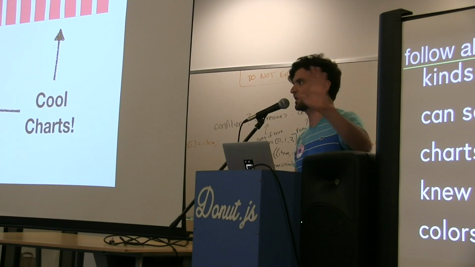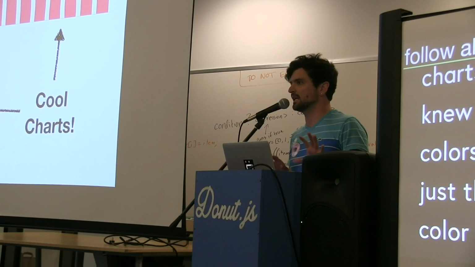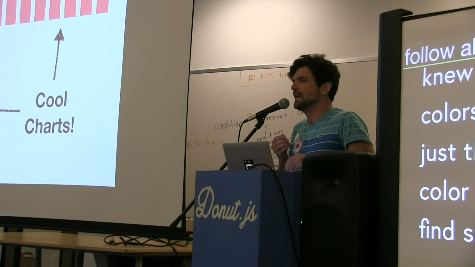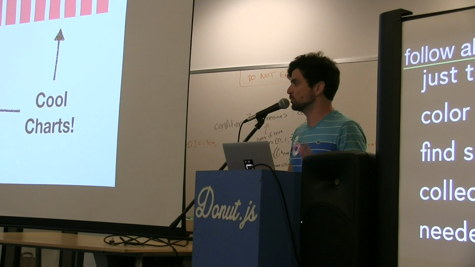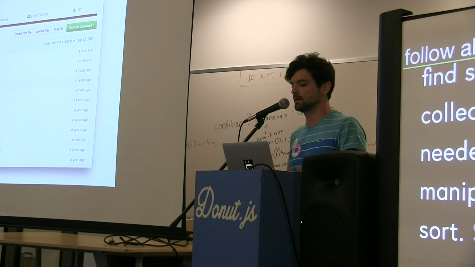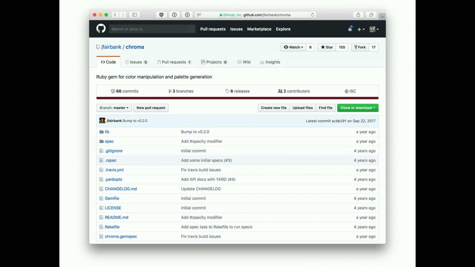But I knew that I wanted more colors in here. I didn't like just the single color thing, and I needed to find some way of passing in a collection of colors, and I needed some sort of color manipulation tool. So I started poking around, and I found Chroma, which is a pretty cool color manipulation gem. You give it a starting color, and you can say darken it or lighten it. You can ask for complementary colors. You can give it a single color and get a triad.